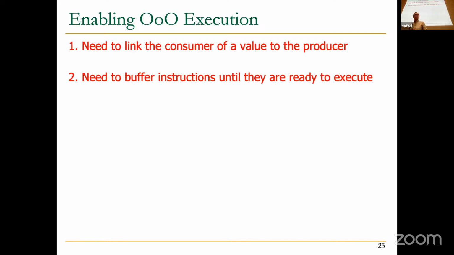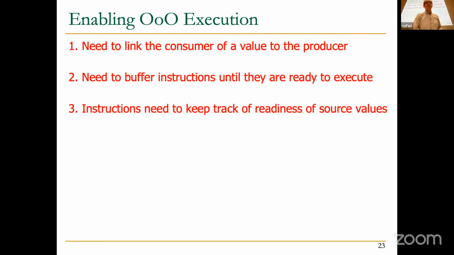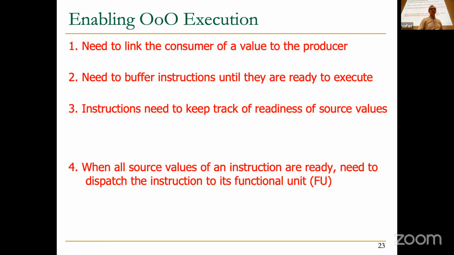Then you need to buffer the instructions until they're ready to execute, because you need to prevent the dispatch stalls and you need to provide some place, hardware, to keep these instructions. While the instructions are being buffered, they need to keep track of the readiness of their source values, as we have discussed. And we're going to talk about that a little bit more. And then when all the source values of an instruction are actually ready, we need to dispatch the instruction to the function unit. So these 4 things are necessary.